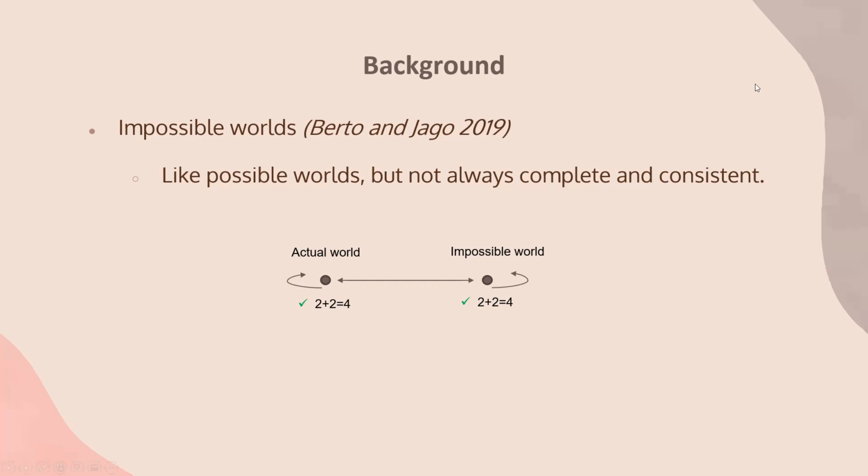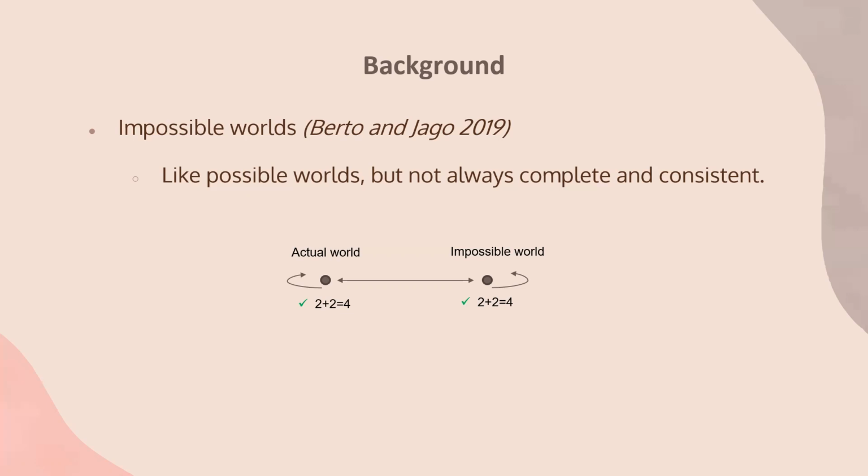So the way that impossible worlds solve these hyperintensional problems is that we can basically do whatever we want at impossible worlds. They have a lot more flexibility than ordinary possible worlds.